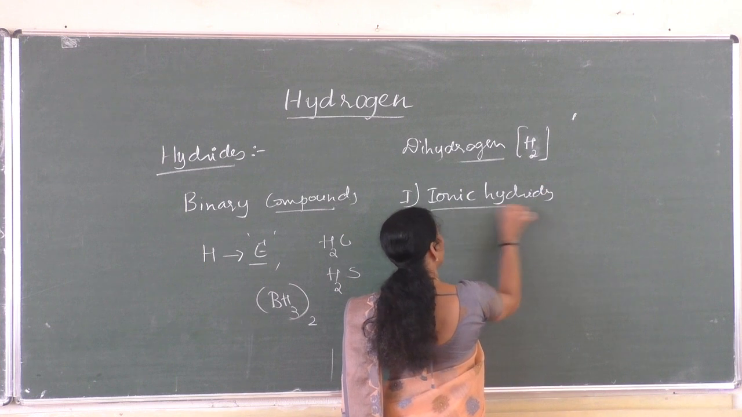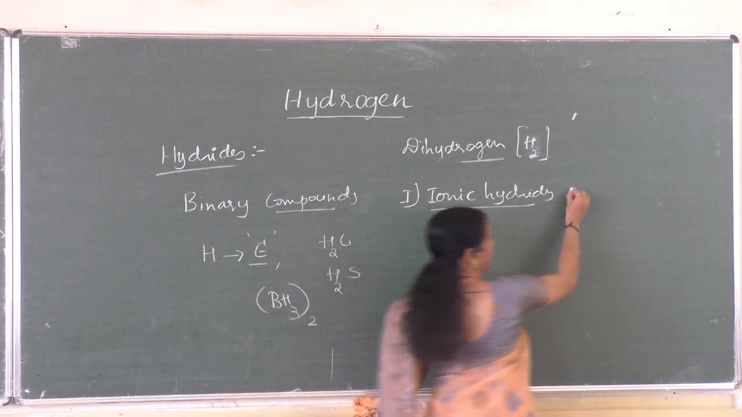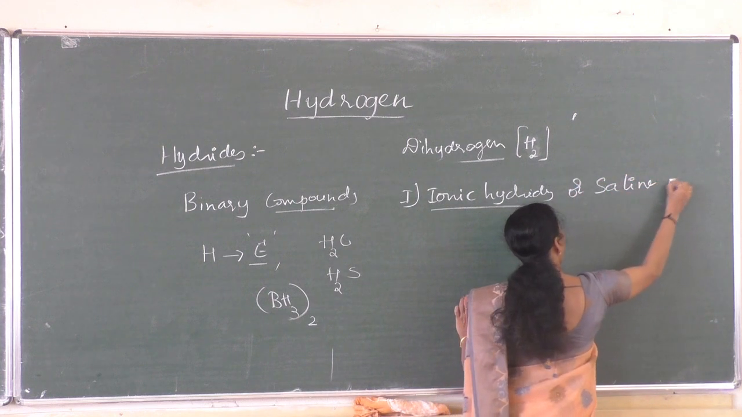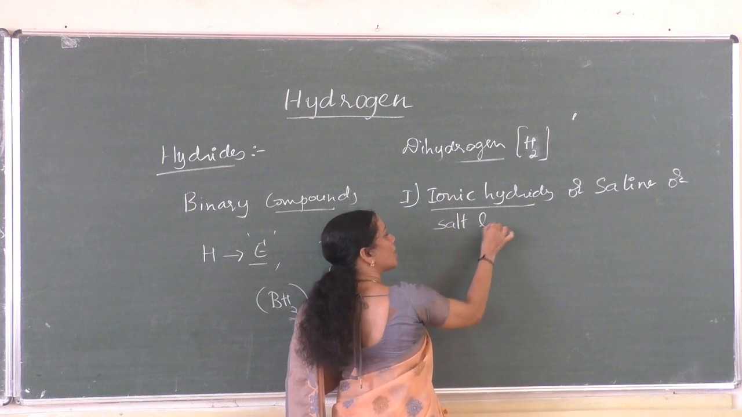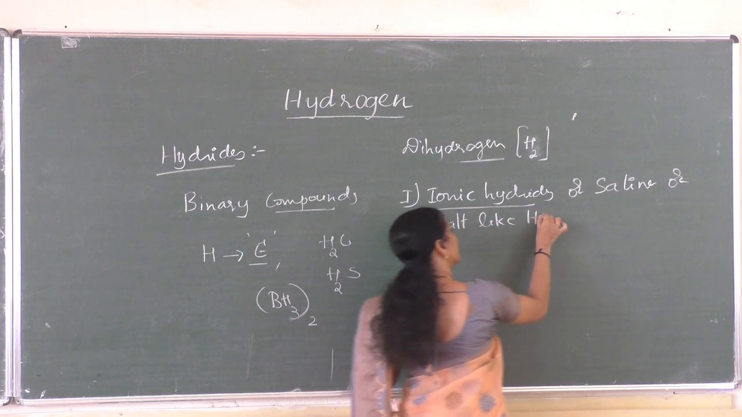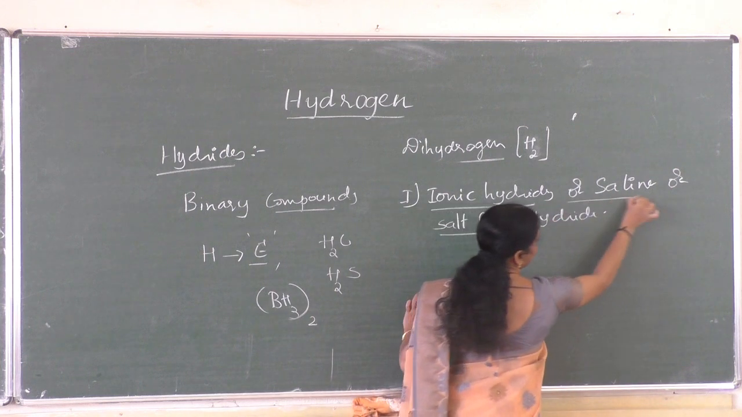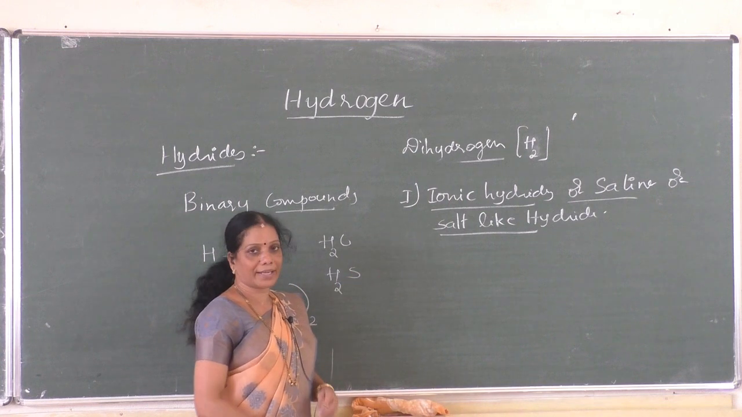Okay, now ionic hydrides are also called saline hydrides, or salt-like hydrides. This is the first type of hydride we have to consider: ionic hydride, saline hydride, or salt-like hydride.